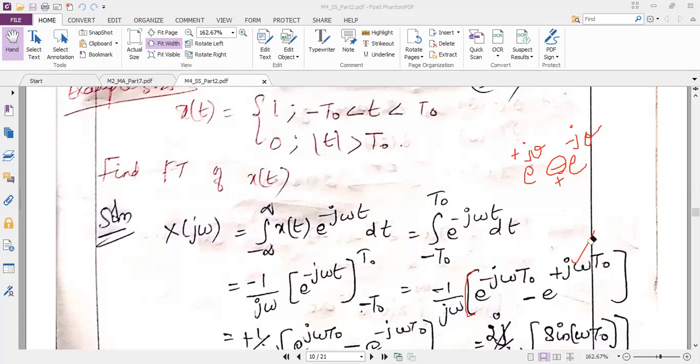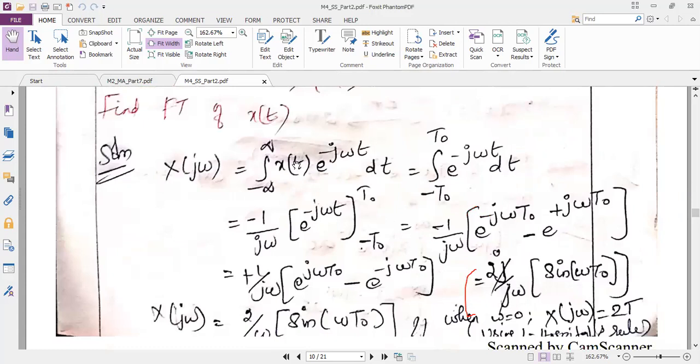Taking minus common. Very good. So we can move the minus outside. If I move minus outside, then this term becomes minus and this term becomes plus, and since there is already one minus, that becomes plus. So I have finally written 1 by j omega, within the bracket, e power plus j omega t naught minus e power minus j omega t naught.